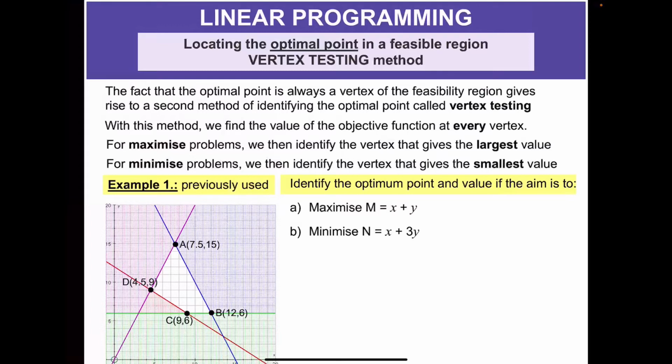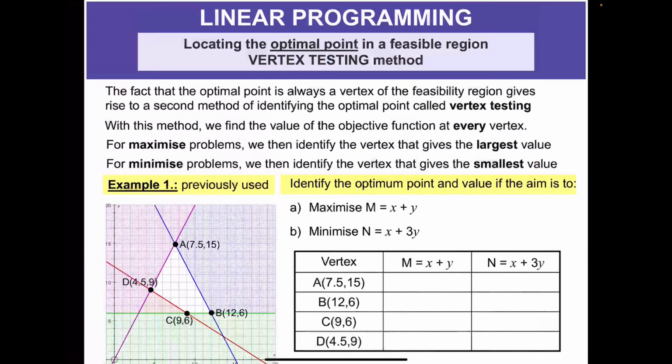So I have 1, 2, 3, 4 vertices, and each of the coordinates are given. If they are not given, obviously you need to find them, just like with the system of equations. And then let's do the A case first.